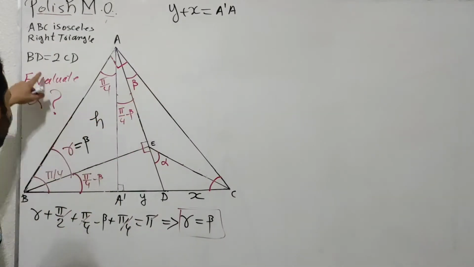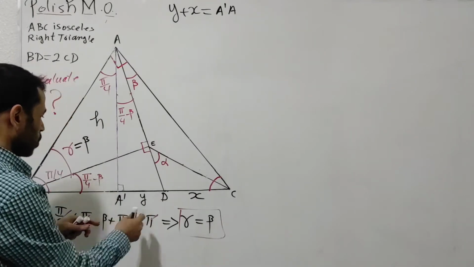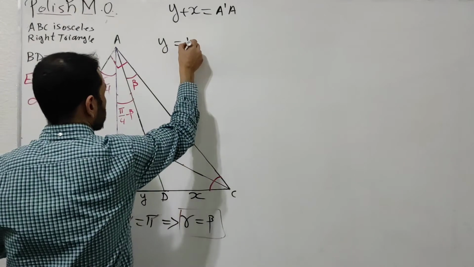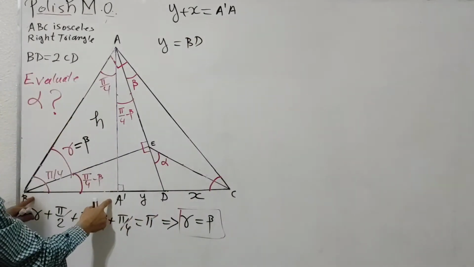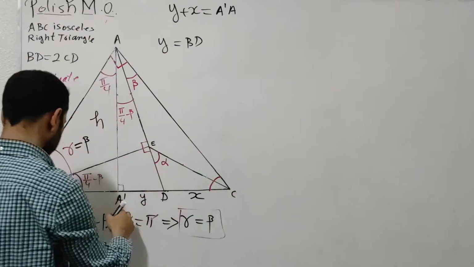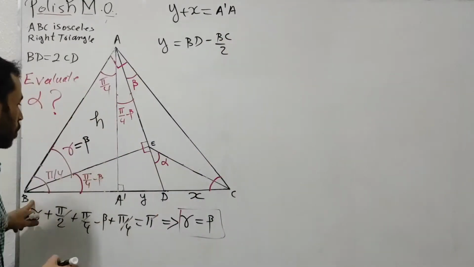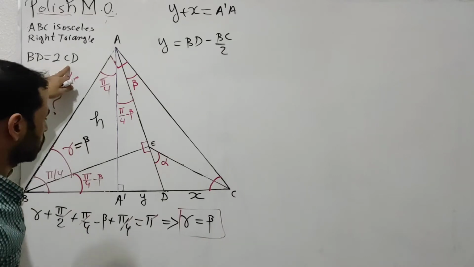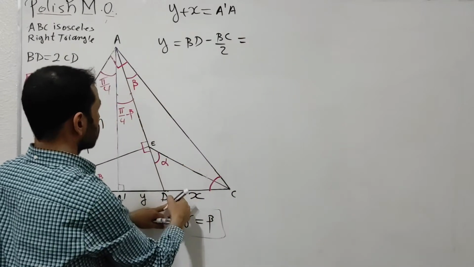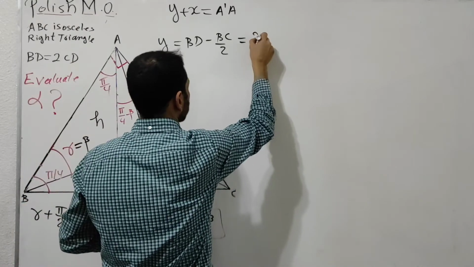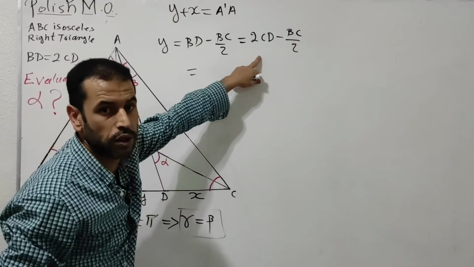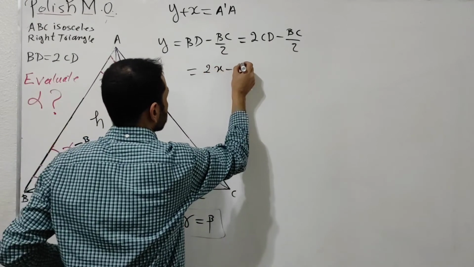So the only information that we know: BD equals 2 times CD. So y equals BD minus this distance. This distance is BC over 2 because we have A prime as a midpoint. So you have BD minus BC over 2. So we know BD is 2 times CD, which is 2 times x. So BD equals 2 times CD, 2 times CD minus BC over 2. So CD is x, 2x minus BC over 2.